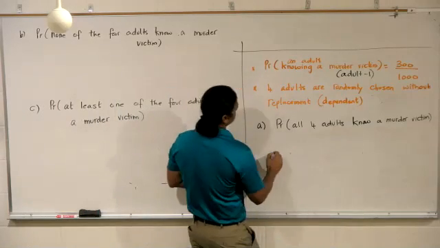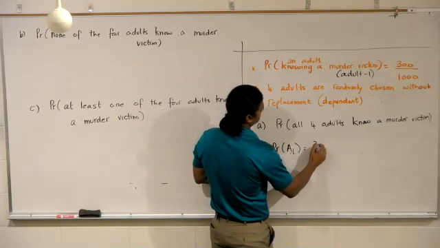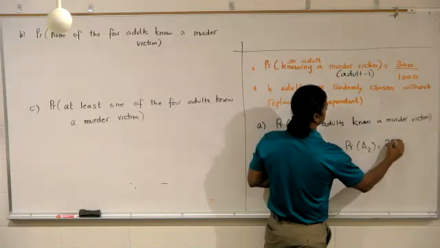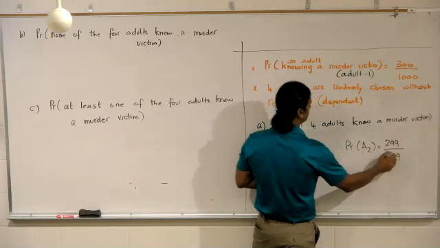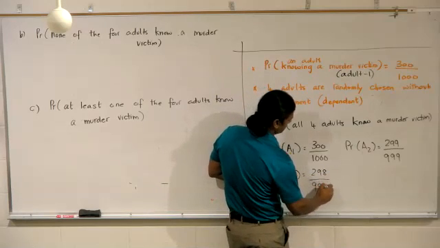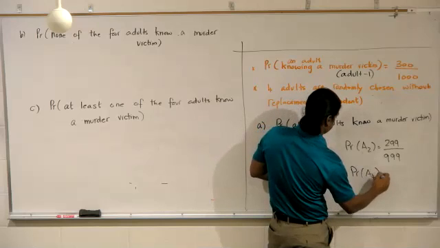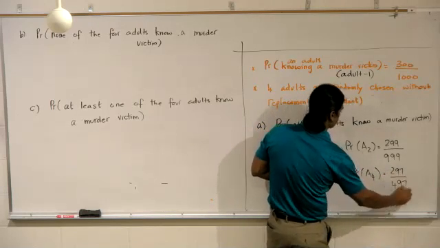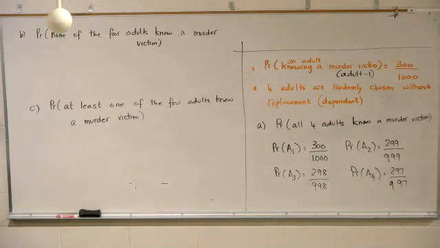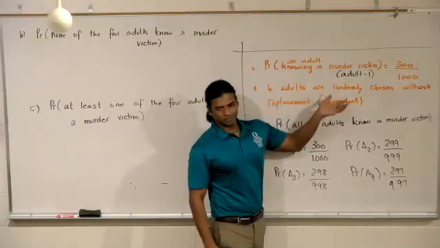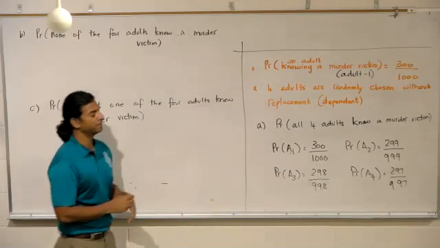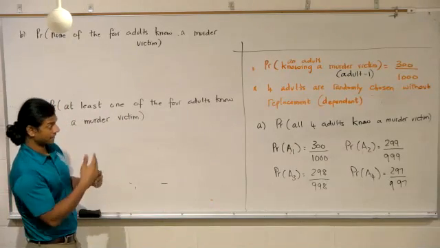So for the first adult, I'll call it A1, the probability would be 300 over 1,000. The second adult, it would be 299 over 999. The third adult, 298 over 998. The fourth adult, 297 over 997. Realistically speaking, though, this is not good practice in a problem like this. If you do a survey, you're not going to pick one person out and then go for the next one. We will have a fixed amount, in the sense that we will make sure that they are independent.